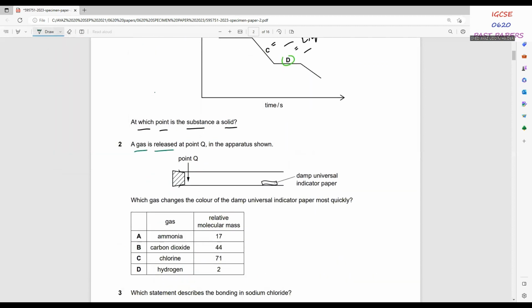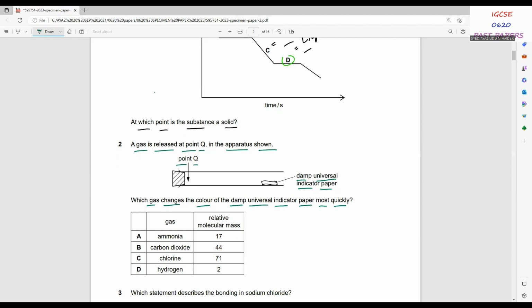A gas is released at point Q in the apparatus shown. This is point Q and this is damp universal indicator paper. Which gas changes the color of the damp universal indicator paper most quickly? So if you look at the choices, you have ammonia, carbon dioxide, chlorine, and hydrogen.